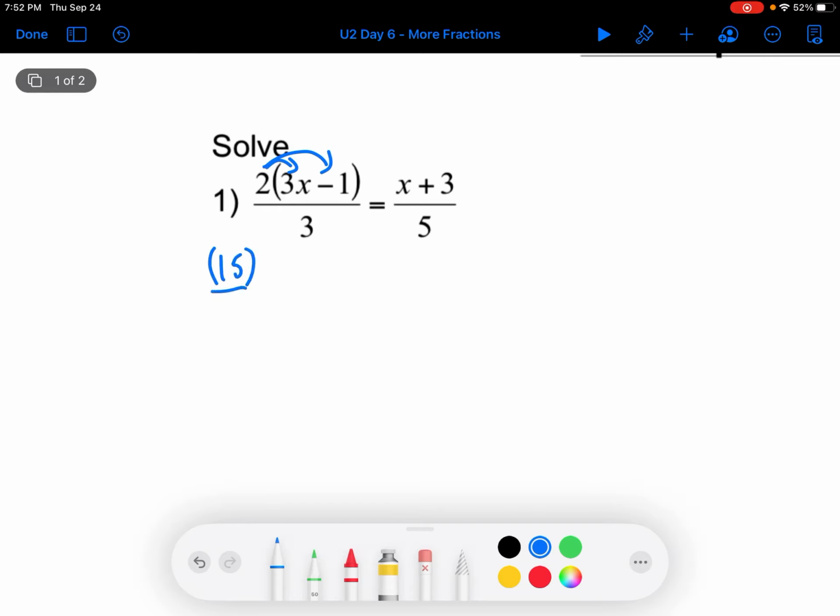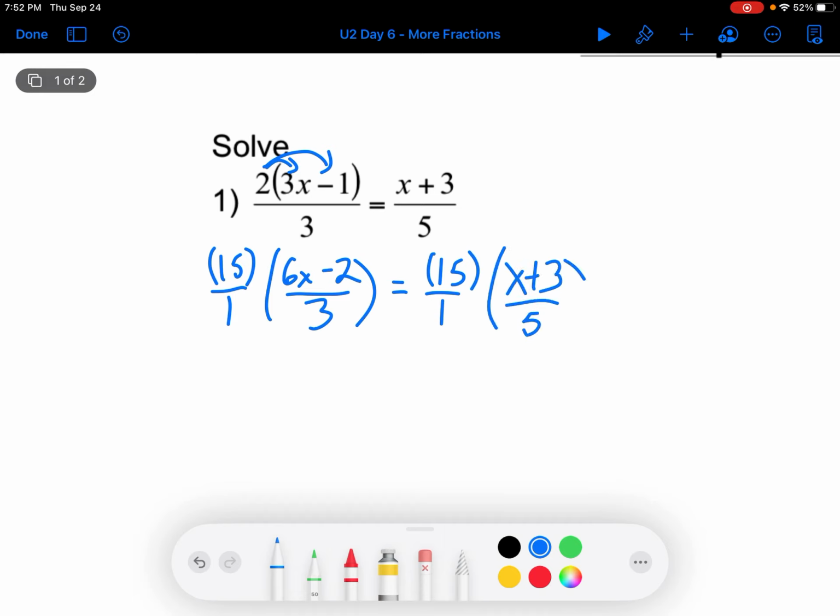So I'm going to multiply by 15 over 1 on the left. Multiplying in, we get 6x minus 2 over 3. I did 2 times 3x and 2 times negative 1. Equals, I multiplied by 15 on the left, so I need to multiply by 15 on the right. So we've got x plus 3. I haven't changed anything because I multiplied by 15 on both sides of the equation.